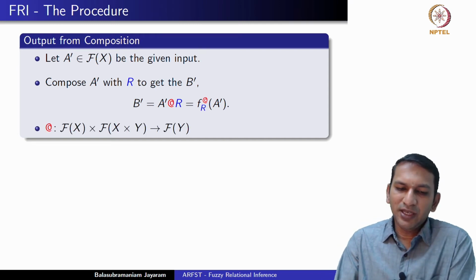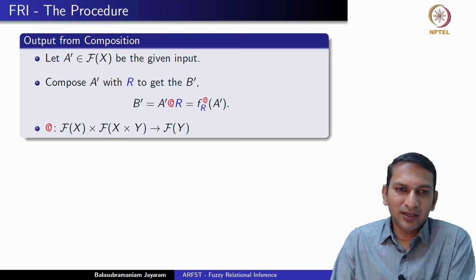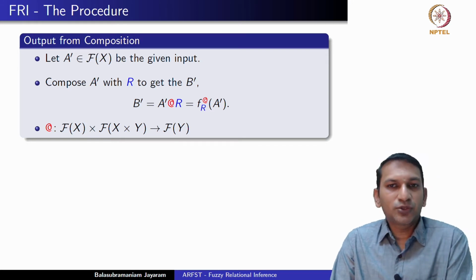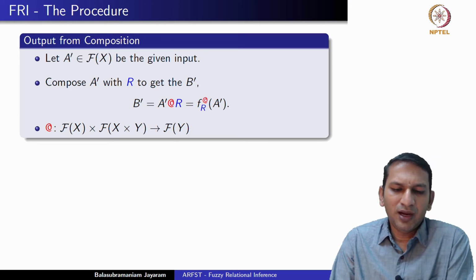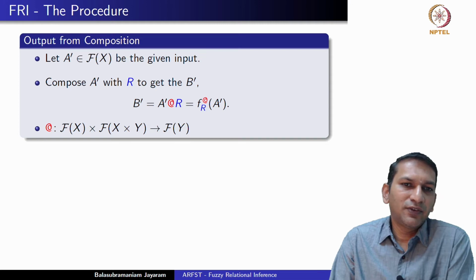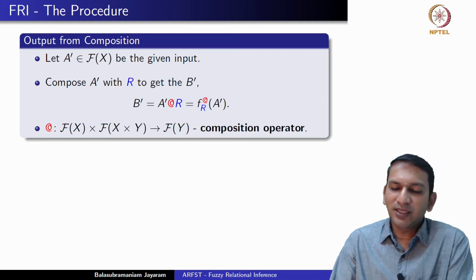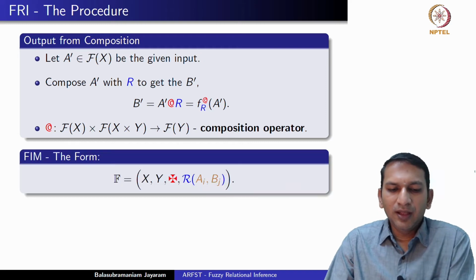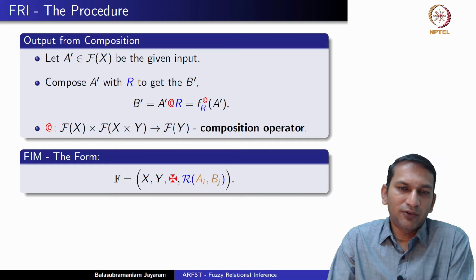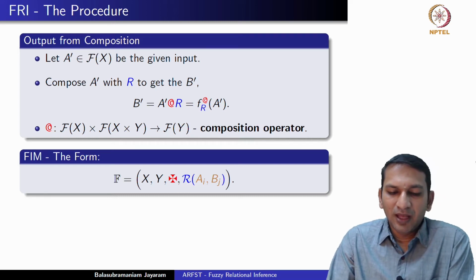This operation, if you see, actually takes an element from F of x and an element from F of x cross y, that's your fuzzy relation, which captures the essence of the rule, and what it outputs is a fuzzy set on y. So in that sense, you can look at it as a composition operator. Well, we said this is the general form of any fuzzy inference mechanism. You can represent it by a quadruple.